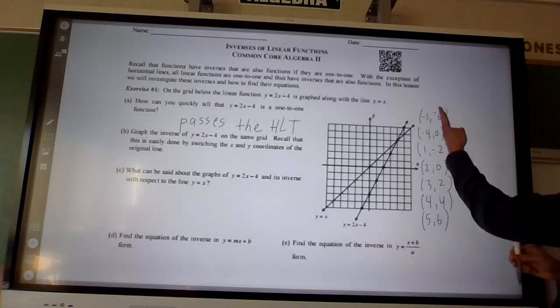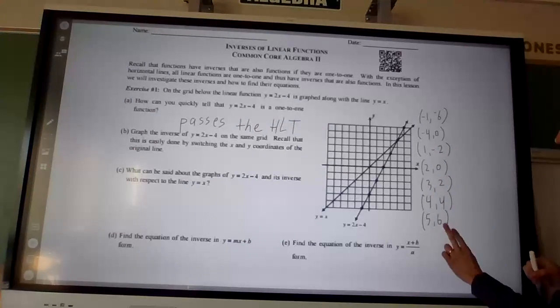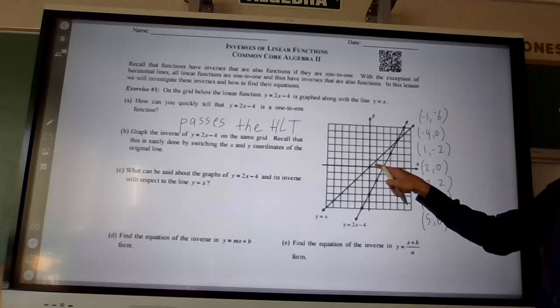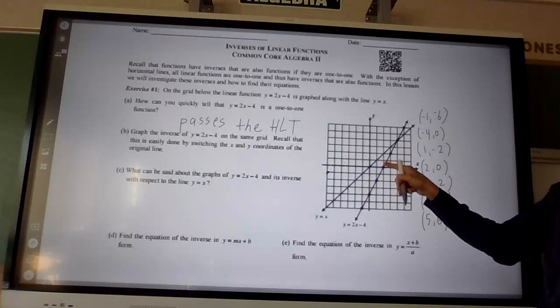So now I'm going to reverse each one. Like I said, the old switcheroo. And I'm going to plot those. So -1, -6 becomes -6, -1. -4, 0.